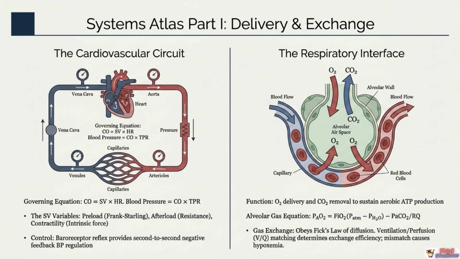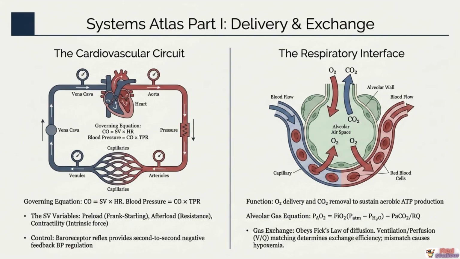Let's begin our high-yield systems atlas by examining delivery and gas exchange. The cardiovascular circuit functions as a closed loop governed by two foundational mathematical equations. Cardiac output equals stroke volume multiplied by heart rate, and blood pressure equals cardiac output multiplied by total peripheral resistance.